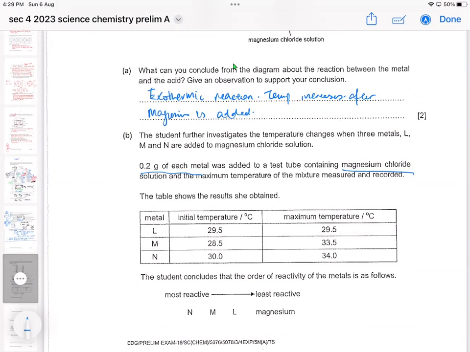So if you look at temperature difference, there's zero temperature difference. In this case, the temperature rise is plus 5 degrees Celsius. This is plus 4 degrees Celsius. So if this was all added into magnesium chloride, I would expect to see, based on this concept, that when the reaction occurs, there is a temperature increase.